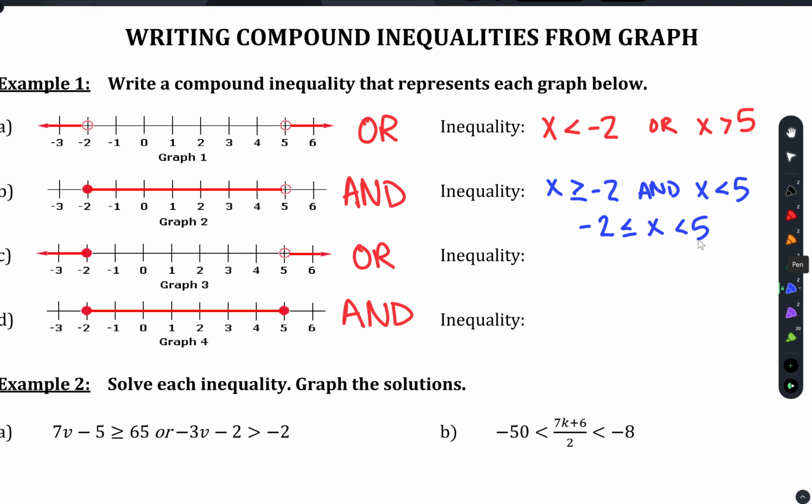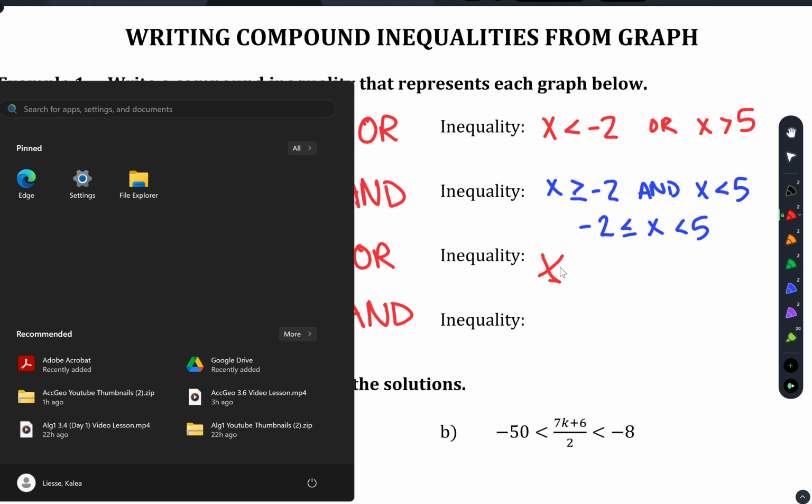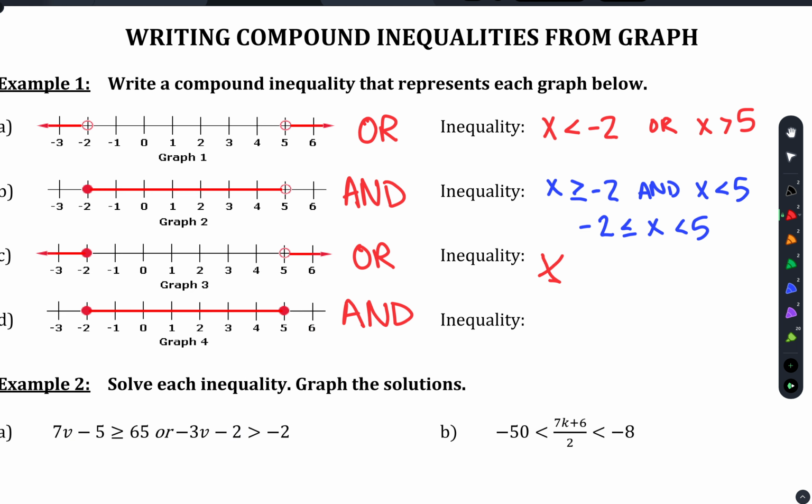Can somebody help me write C? Who's got C? It's an or. Kai, you're not in this class. Brayden, do you have it, actually? Oh, my gosh. Go ahead. Do you want to write it? Yeah. I got it. Okay. Oh, there you go. Perfect. I'm running out of room.